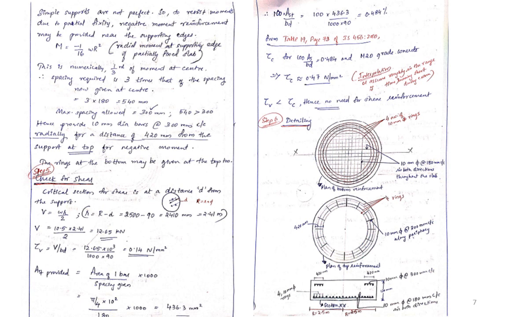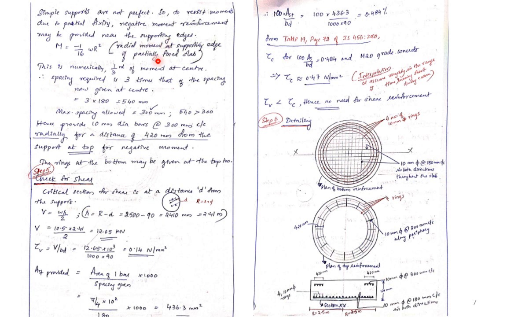Now simply supported conditions are not perfect, so to resist the moments due to partial fixity, you can consider this. If time permits, you can give this. Otherwise, you may skip it while doing it for the exam. Negative moment reinforcement may be provided near the supporting edges. So we are taking it as a partial fixity case near the supports. So the radial moment at the supporting edge of a partially fixed slab.